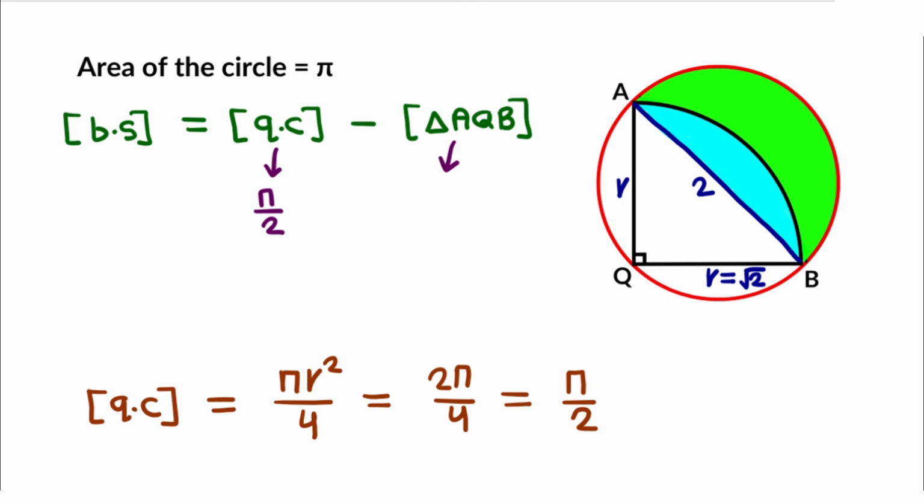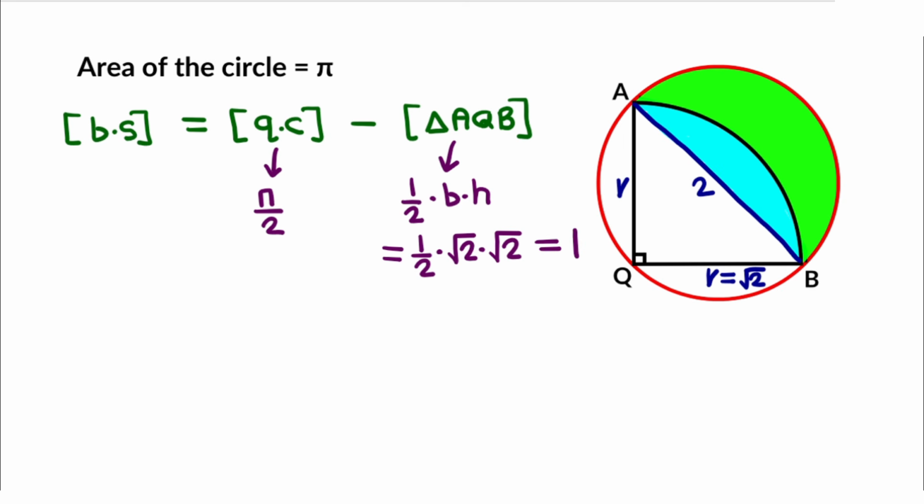Now, let's find the area of the triangle. It's 1/2 times the base times the height. Both legs are the square root of 2. So the triangle's area is 1/2 times the square root of 2 times the square root of 2. The two square roots multiply to give 2, and 1/2 times 2 is 1. So the blue segment has area pi divided by 2 minus 1.